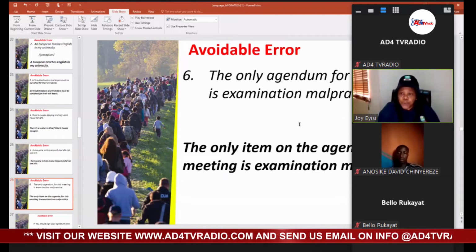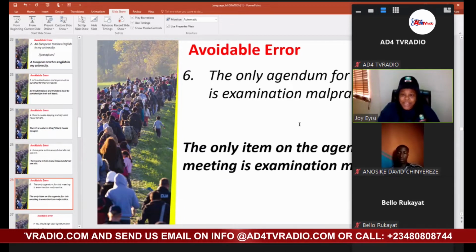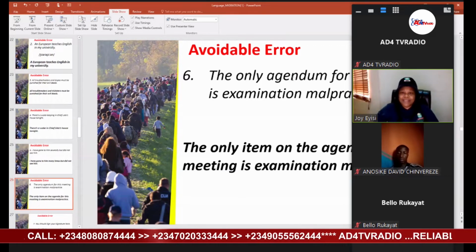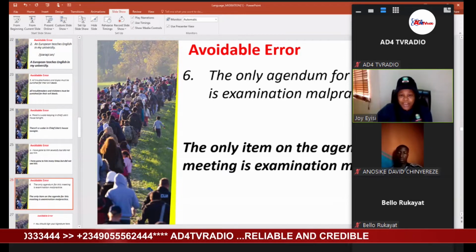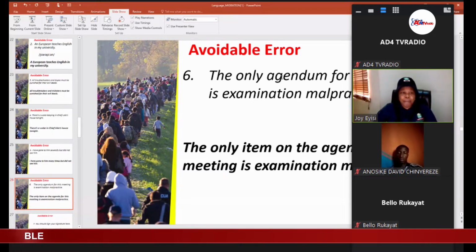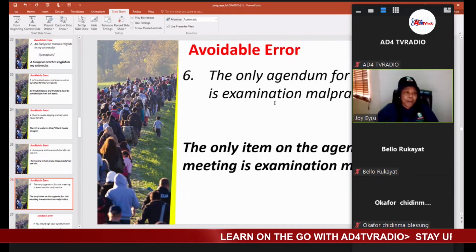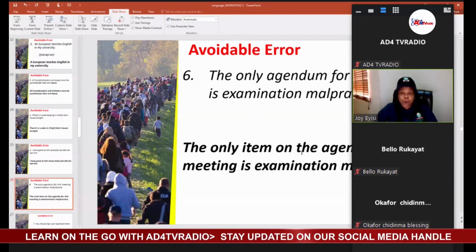The only agenda for this meeting is examination malpractice. The problem with this sentence is the use of agendum in English. Agendum and agenda are both Latin words, meaning singular and plural, respectively. The English language borrowed agenda and left agendum. In English, agenda stands for both singular and plural. The right thing to say should be the only item on the agenda.